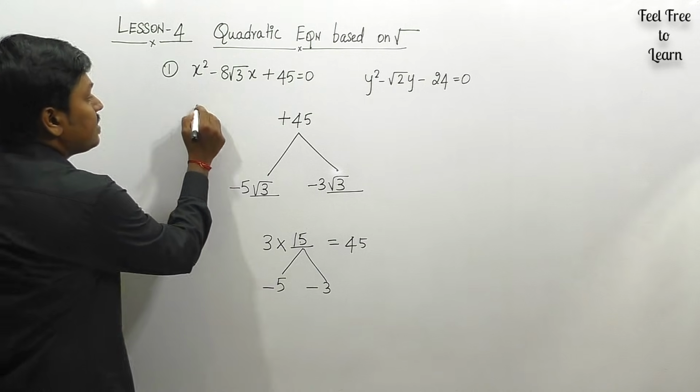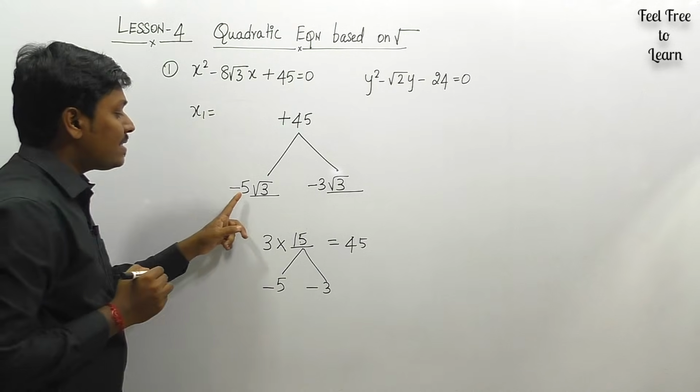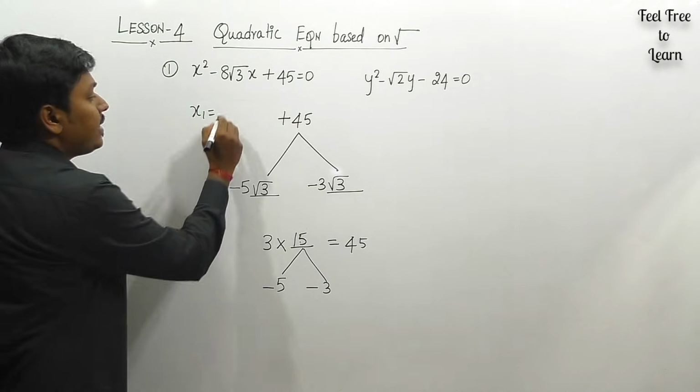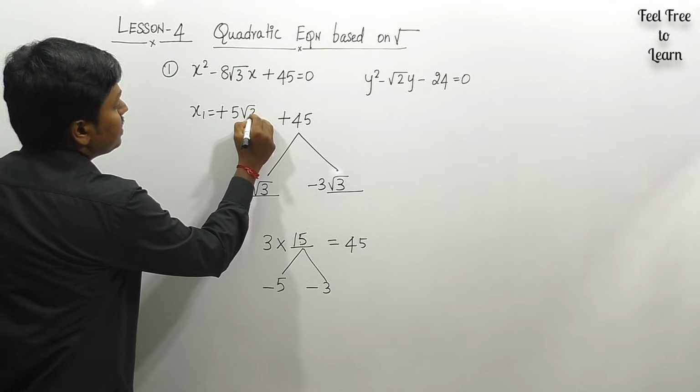So finally we got an answer. The value of x1 is equal to, so friends, here it is minus 5 root 3, but while writing you need to change the sign as plus 5 root 3.